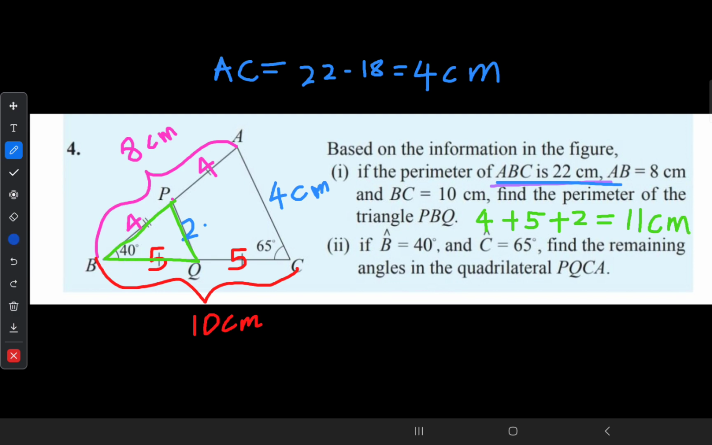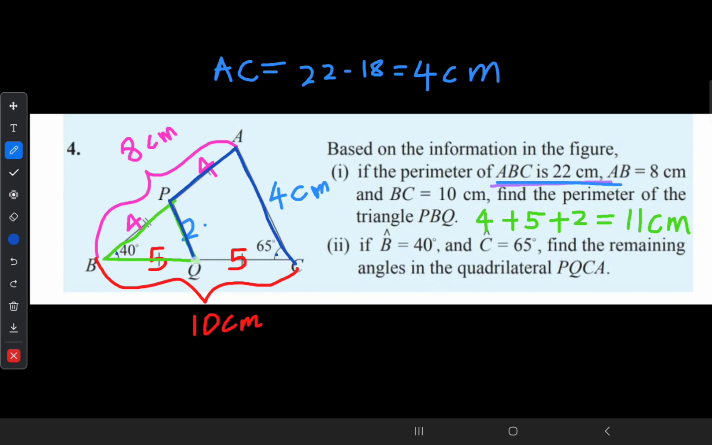And for the next question, if angle B is 40 and this is 65, find the remaining angles in the quadrilateral PQCA. In the quadrilateral PQCA, we have to find the remaining angles. Okay, we will find that one.